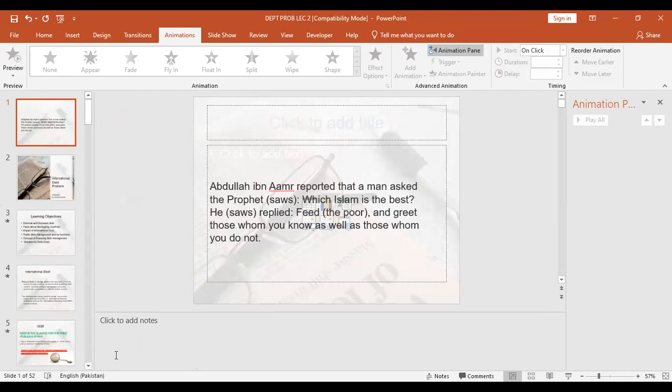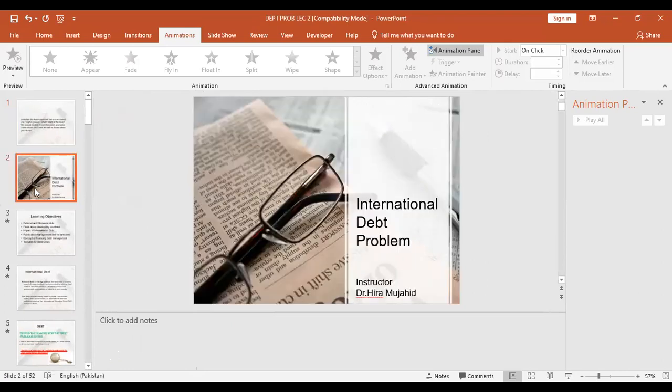Today our topic is international debt. We continue with the topic.